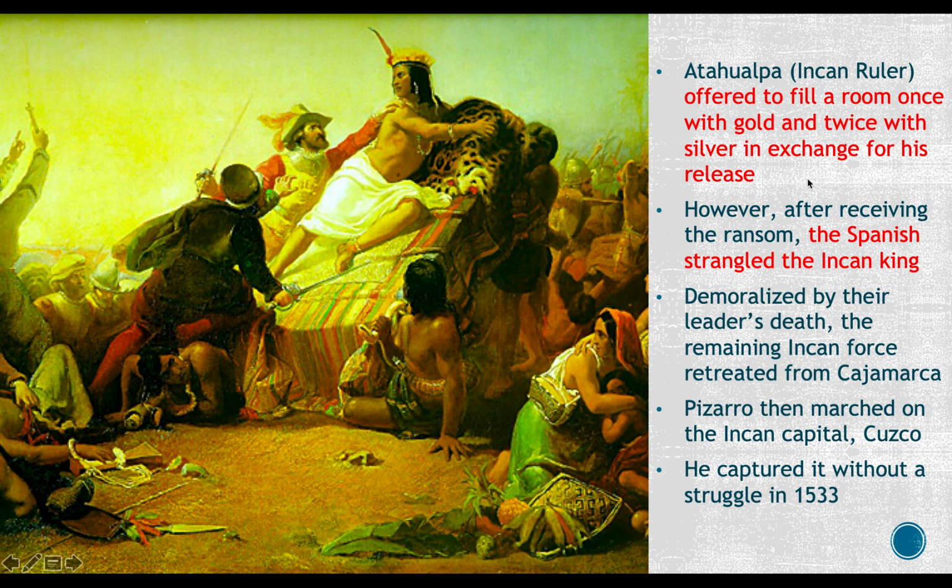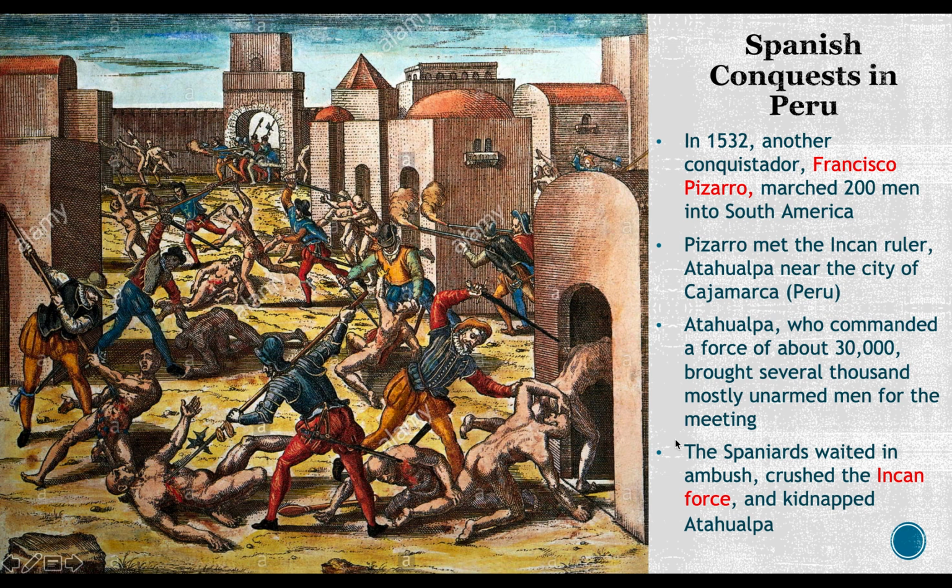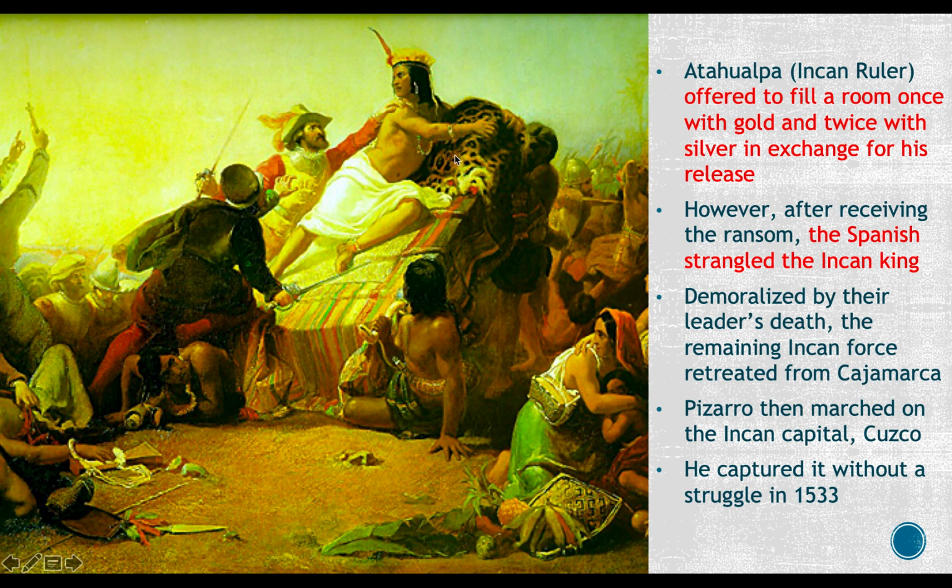He's going to offer to fill a room once with gold and twice with silver in exchange for his release. So the Inca ruler goes to this meeting. He thinks he's going to meet with Pizarro in a peaceful meeting. He brings several thousand of his guys. They all get ambushed. They all get stabbed by the Spanish, and then they take him hostage.